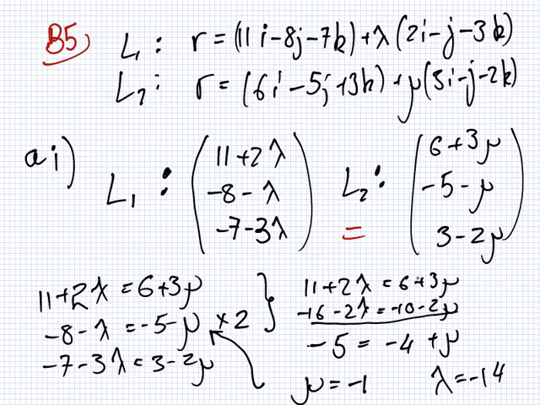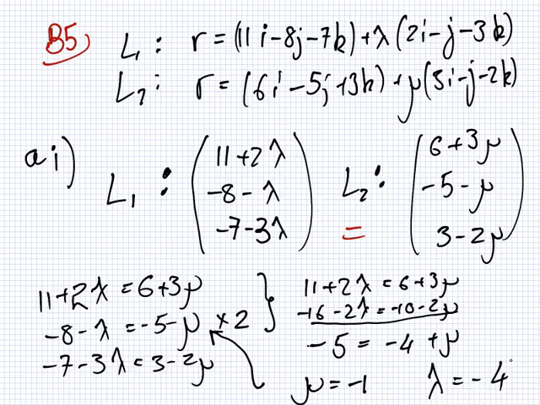No, it's wrong. I made a mistake somewhere. Maybe it's with my lambda. Mu is minus 1. Oh, it's minus 5. Minus 5 minus minus 1 plus 8. I got minus 4 for lambda.